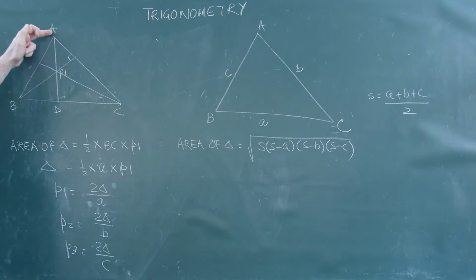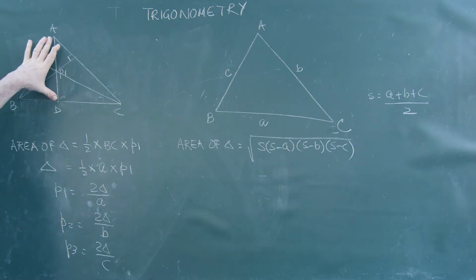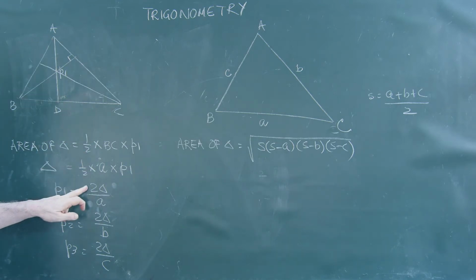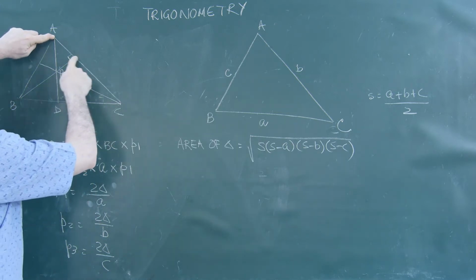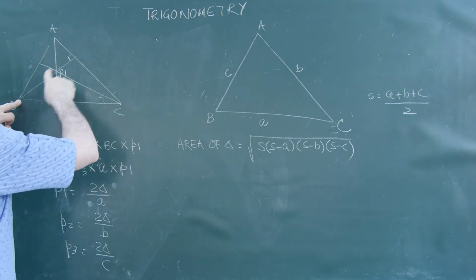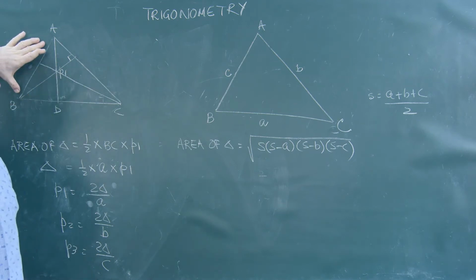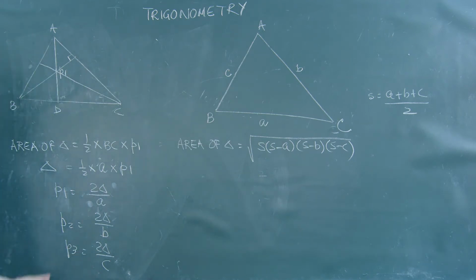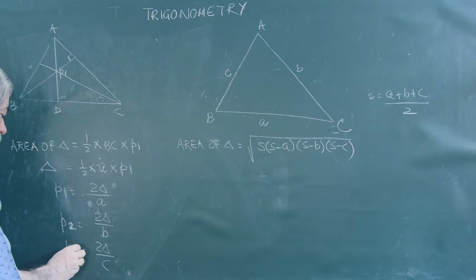If I am dropping perpendicular from the vertex A to BC, then P1, this perpendicular, is 2 delta upon a. If I am taking this as the base and I am dropping this perpendicular, then obviously this perpendicular length P2 will be 2 delta upon b, and if this is taken, then 2 delta upon c. These are just general formulas for you to understand. Sometimes you may come across them, so we will solve them.